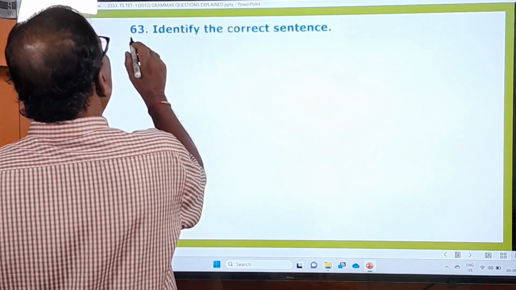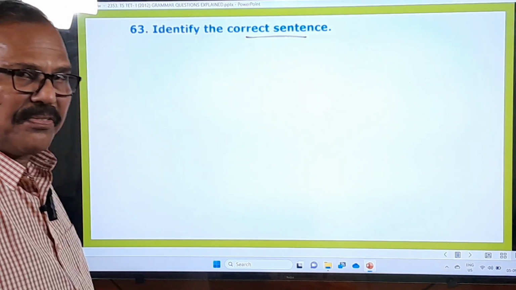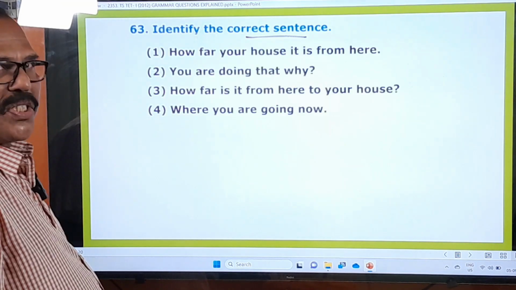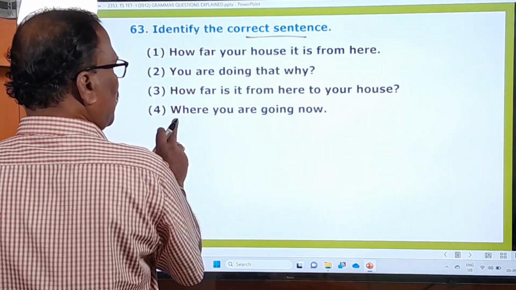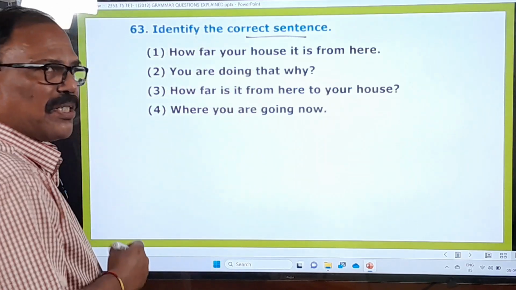Okay, 63rd one. Identify the correct sentence. He is asking you to identify the correct sentence. So let us see the options first of all. Here are given four options. Okay, and let us choose the correct sentence from these four options.